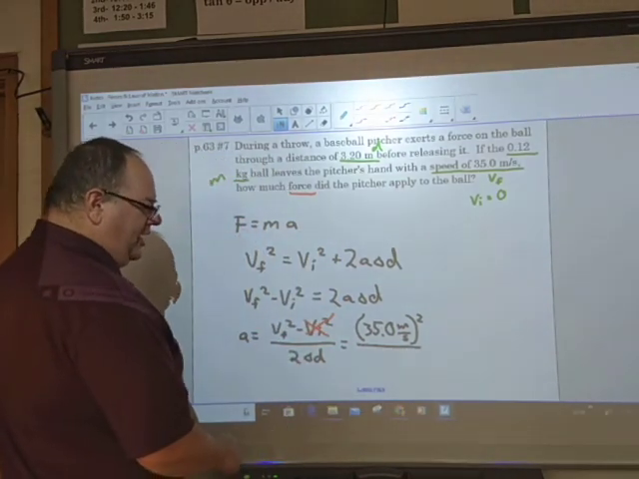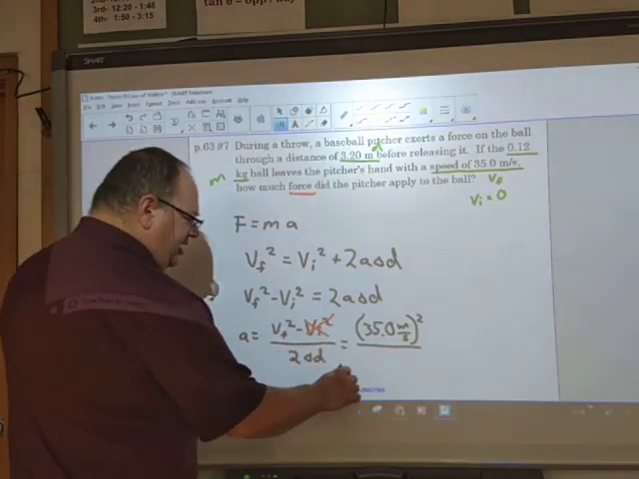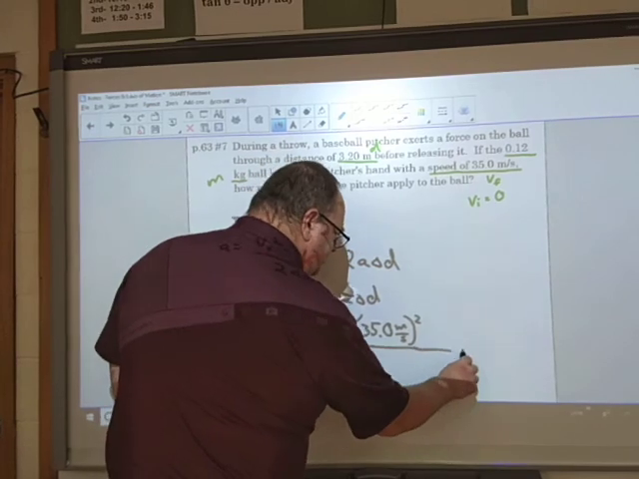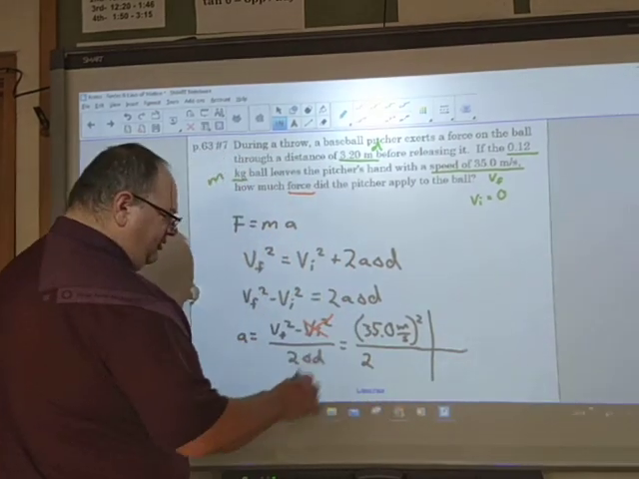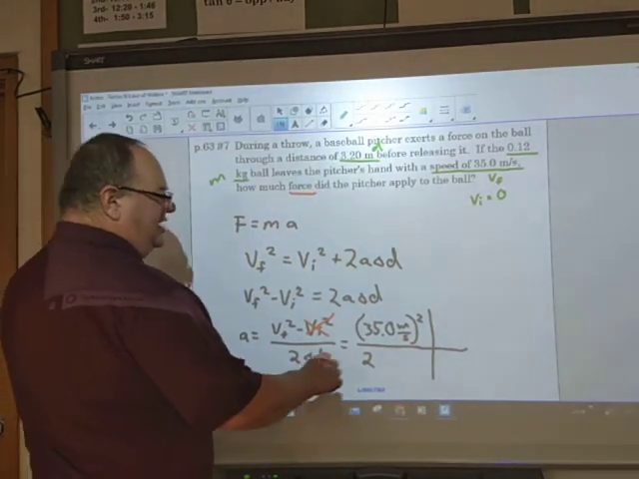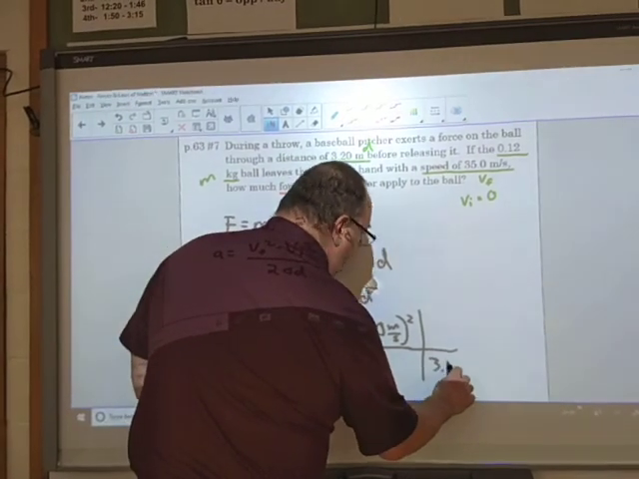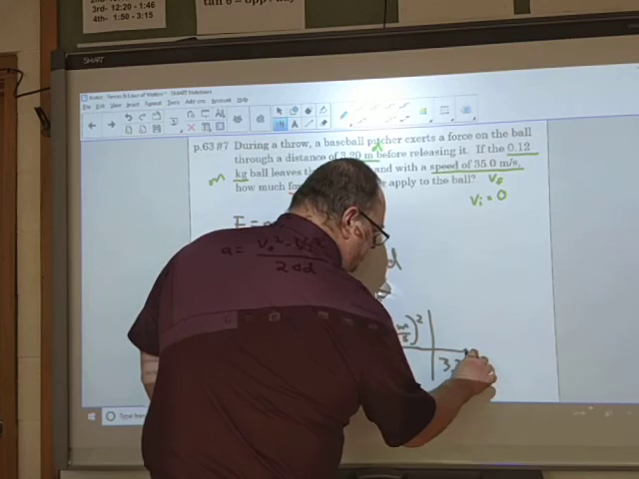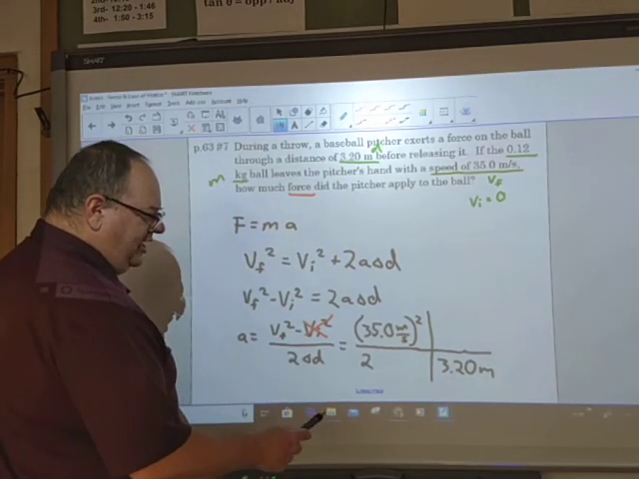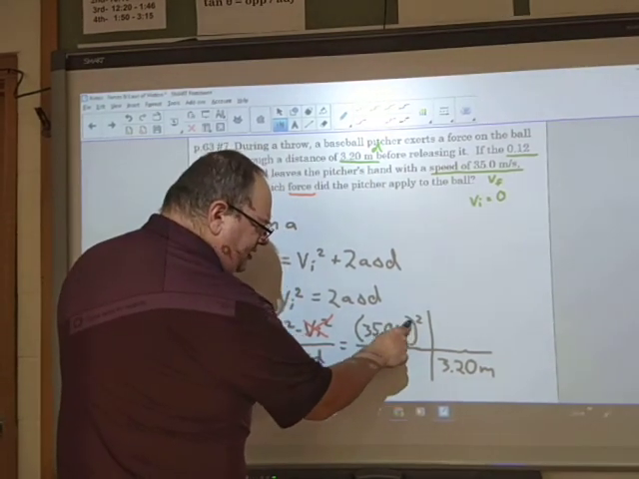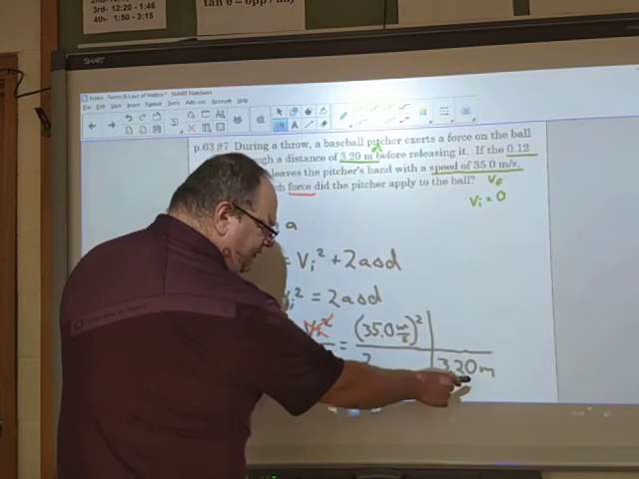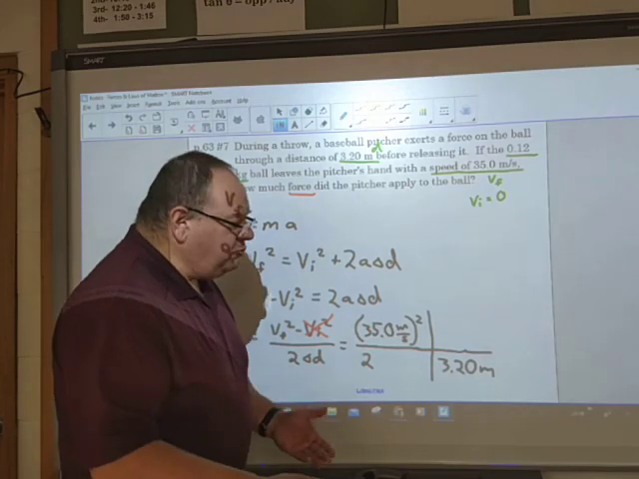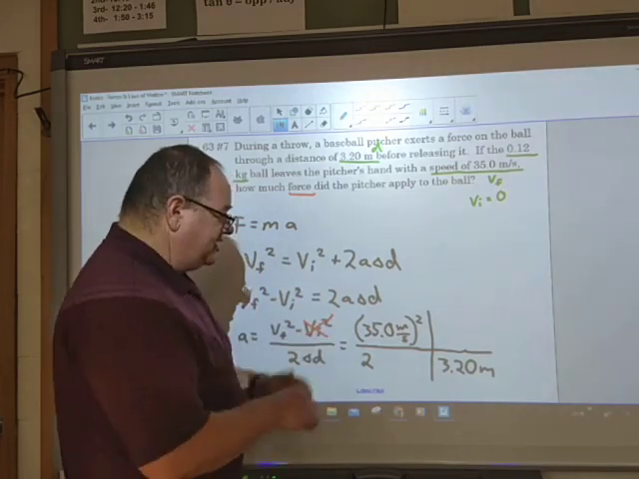All right, then we're dividing by 2, and I'm just going to separate this so that we've got room for our terms, and delta D is 3.20 meters. If I look at labels, this is meters squared per second squared, and I'm dividing by meters, so one of the meters is going to cross off, and that's going to leave me with meters per second squared, which is an acceleration label.